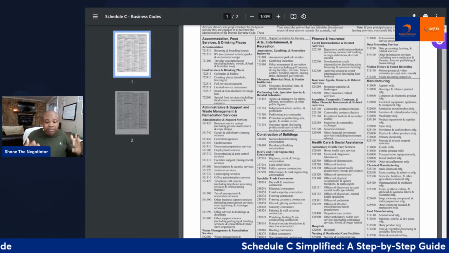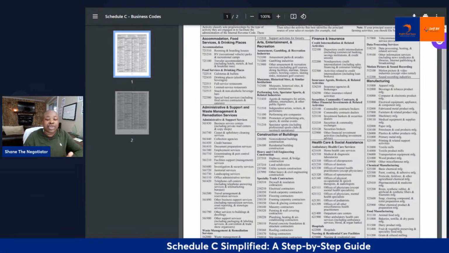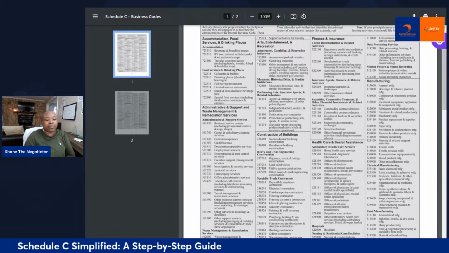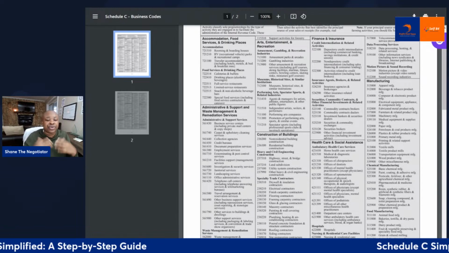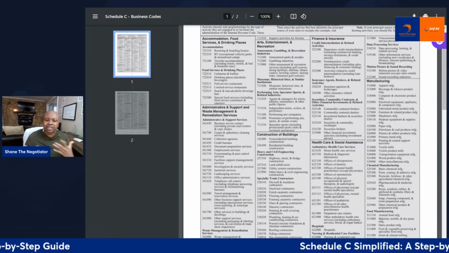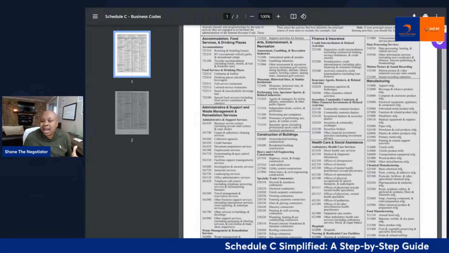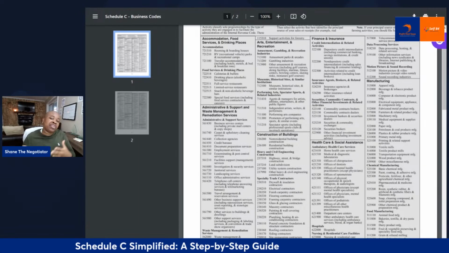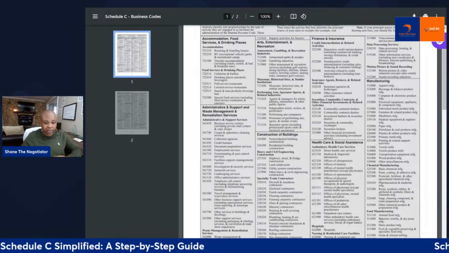I'm working with all different types of industries. So if you don't know your code and you come to me, I can help you look up your code to find it for you. But when you created your business, you generally picked out a code, but you may not have, but you definitely need a code to file your taxes because the IRS needs to know what industry you're working with.